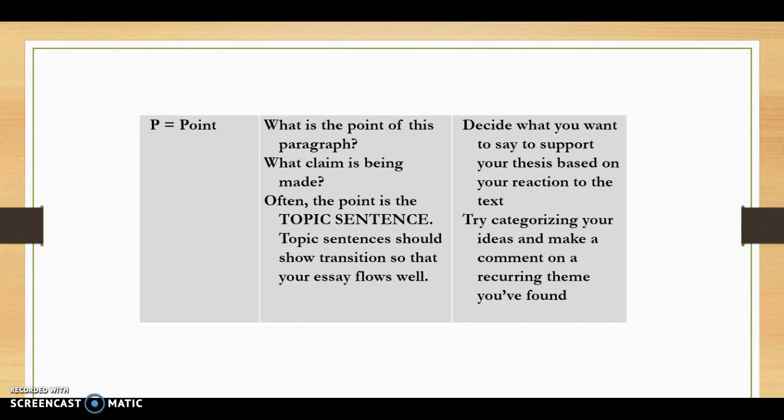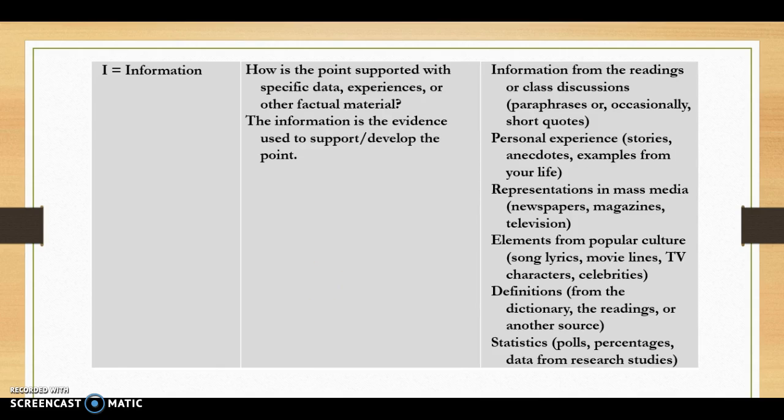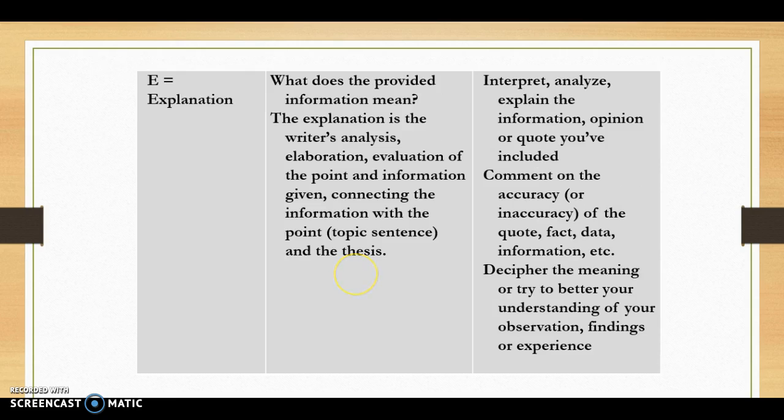Okay, so the point, this is your topic sentence. You guys have been writing topic sentences for years. This is your topic sentence. Sometimes they show transition if you have a first, second, third. And it sets up the whole point of the paragraph. Then we have the information. This is where your sources are going to come into play. What kind of facts or statistics do you have to support your topic sentence? And make sure that you cite them properly. And then we have the explanation. So this is your take on it, how it connects to the whole thesis, how the points connect to each other.